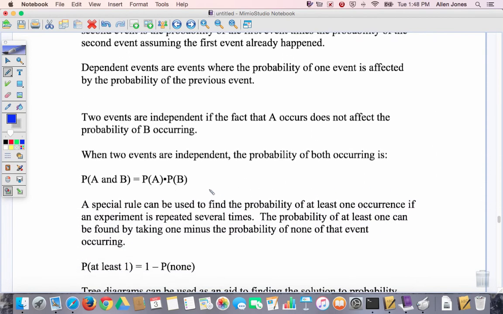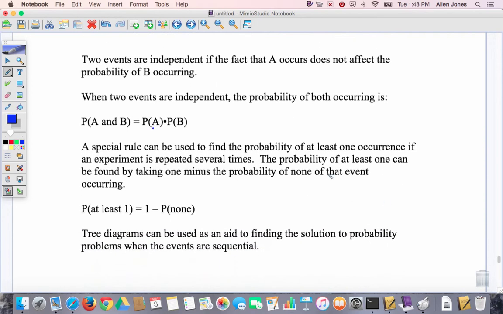If our 2 events are independent, so the probability from one event doesn't affect the probability of the next one, then it's simply the probability of A times the probability of B. So the probability of a king times the probability of a king gives us our probability of a king and a king. A couple of offshoots of that.